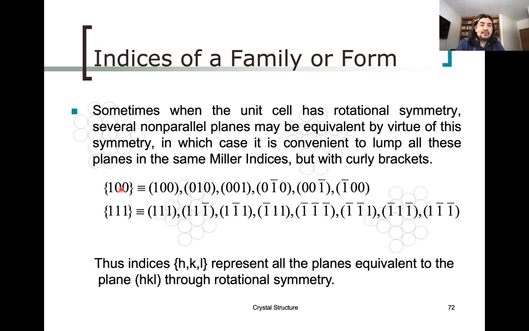This 100 is related to all of the possible permutations with 1 and -1. So this 100 has all of these guys inside of it, this family. All of those planes are equivalent from a rotational symmetry point of view. So if you have a slab and you have the 100 over here and you rotate it, you're going to get now the bar 100 and so forth.